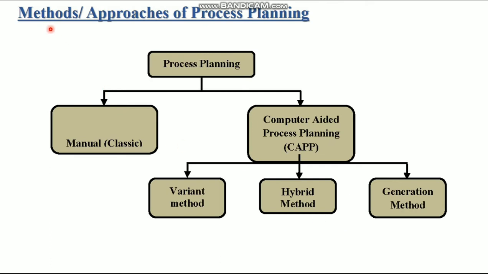The methods or approaches of process planning. Basically, process planning is divided into two types: manual process planning and computer aided process planning. Computer aided process planning is divided into two: the variant type and the generative type.